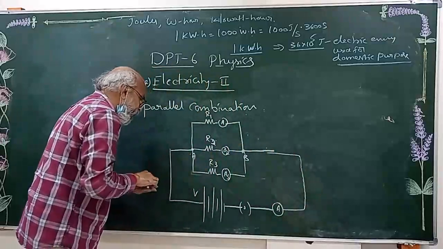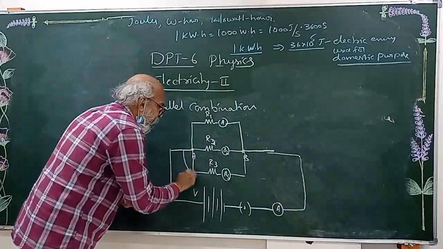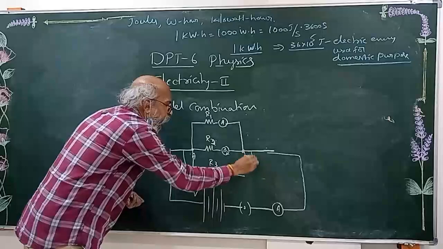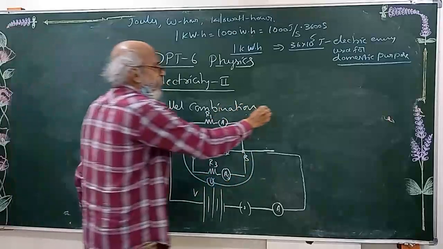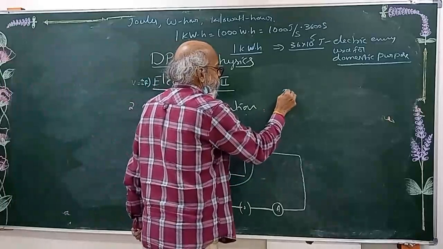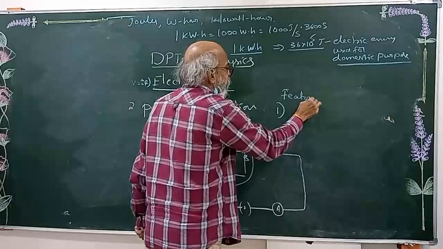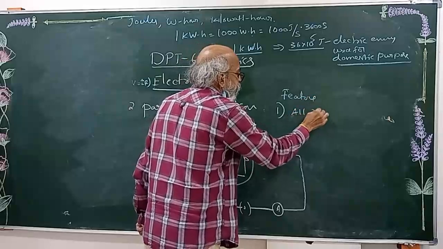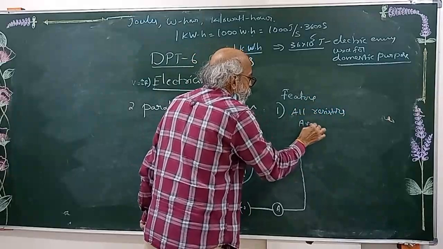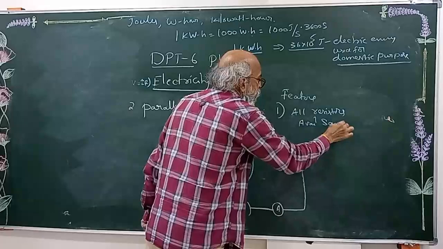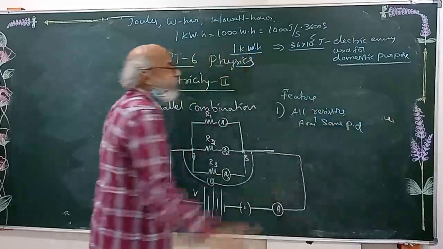Across the terminals AB, what is the potential difference applied across the combination? V. All resistors will have the same potential difference. Feature: all resistors avail the same potential difference. All are provided the same potential.